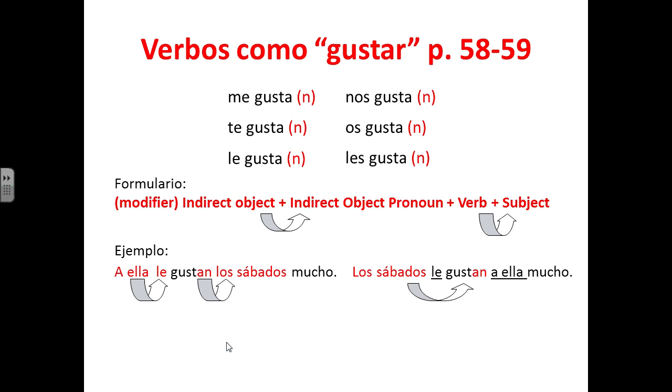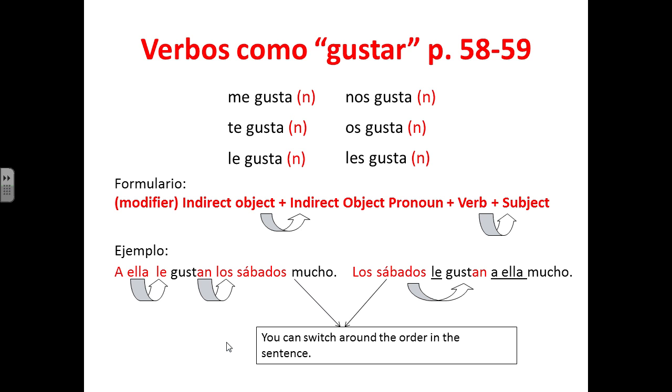También puedes cambiar la frase. So you can also change the sentence. You can also have los sábados in front. Los sábados is still the subject, which goes with gustan, and then le goes with a ella. Okay? So the thing you're talking about is actually the subject, and it goes with gustan, and the person is the indirect object, which goes with the indirect object pronoun. You can switch around the order in the sentence. It's completely up to you how you would like to do it. You just need to remember that the verbs like gustar is either third person singular or third person plural.